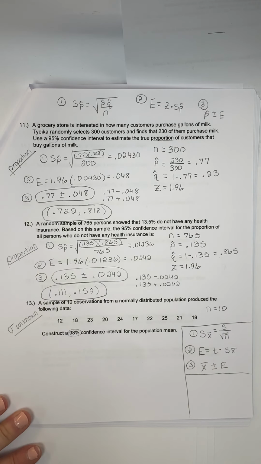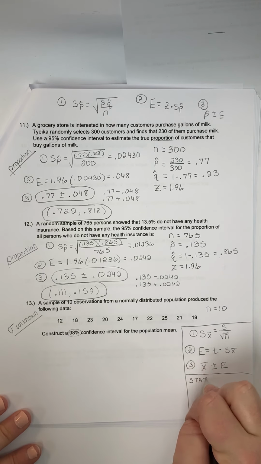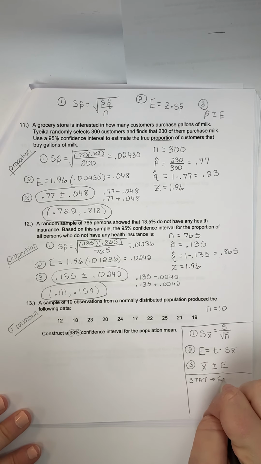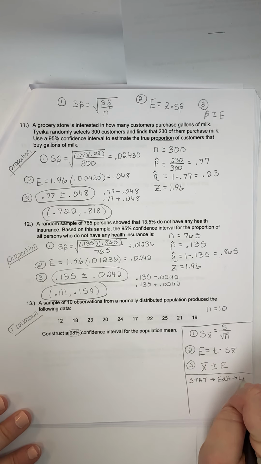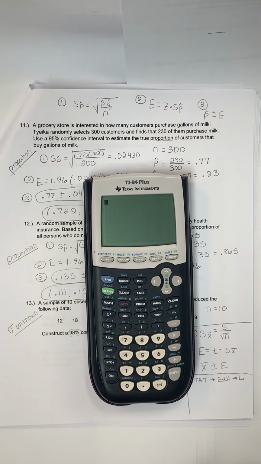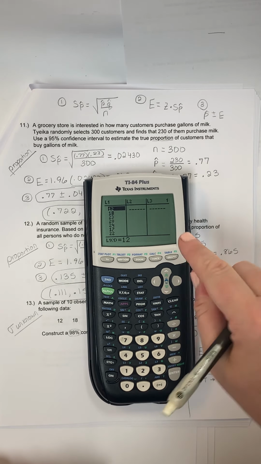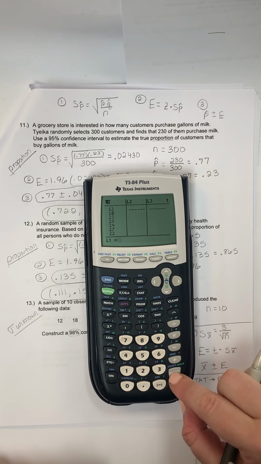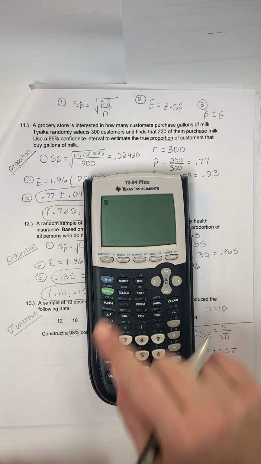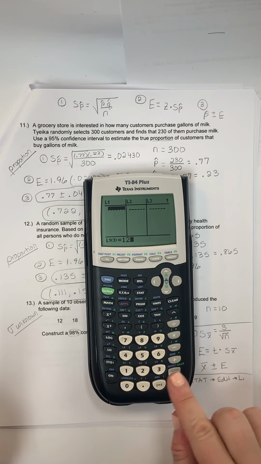Okay, so remember what to do. We need to put things in a list. We're going to go to Stat, Edit, L1. Okay, so here we go. I'm going to go to Stat, Edit, L1. Now I'm going to clear this one out because I had already put it in there before. So let's go back. I did Stat. It's already on Edit, L1. I'm going to put my numbers in there.